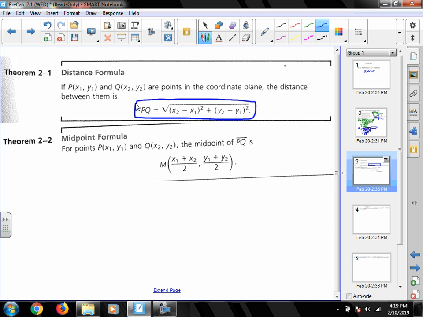Midpoint formula. This is very simple. If something's in the middle, you think finding the middle of 2 numbers, you find the average of those 2 numbers. You add them together, divide by 2. All you're doing is finding 2 averages here. Add your 2 x values together, divide by 2. Add your 2 y values together, divide by 2.